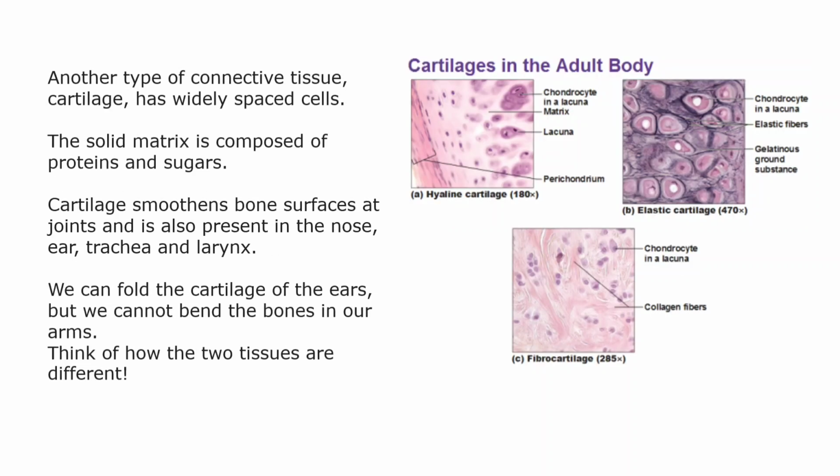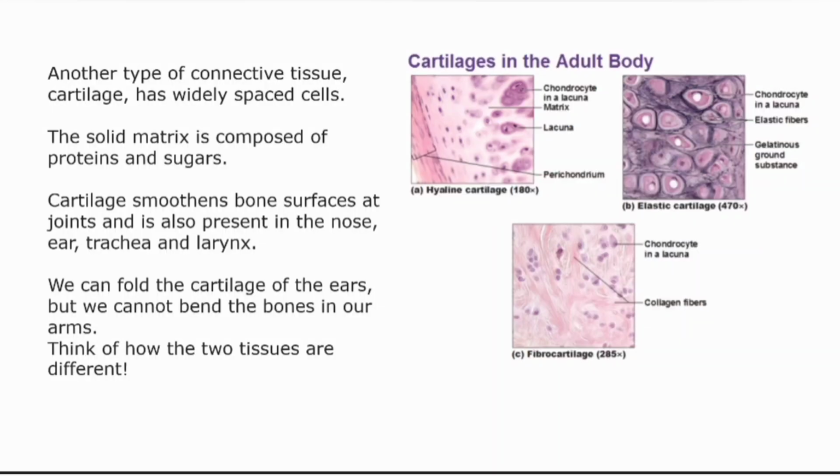Another type of connective tissue is cartilage, which has widely spaced cells. The solid matrix is composed of protein and sugars. Cartilage smoothens bone surface at joints and is also present in the nose, ear, trachea and larynx. We can fold the cartilage of the ears, but we cannot bend the bones in our arms. Think of how the two tissues are different.